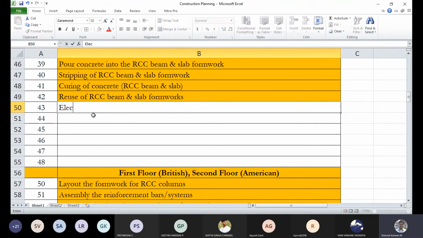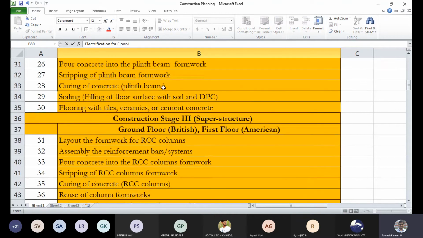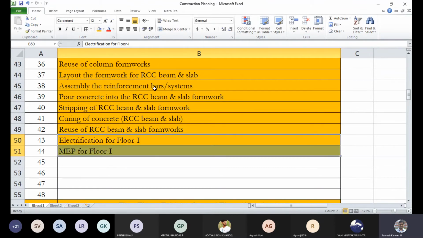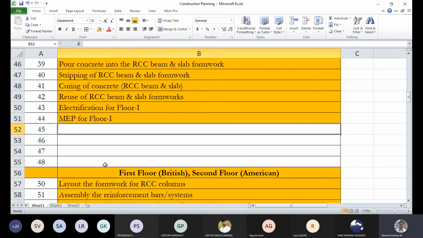Say, for example, electrification for floor 1. I put floor 1, so do not get confused, it's the ground floor, and MEP, mechanical electrical plumbing for floor 1. You can always expand this particular thing into greater depth, but for a preliminary plan, we just stick to these particular aspects.